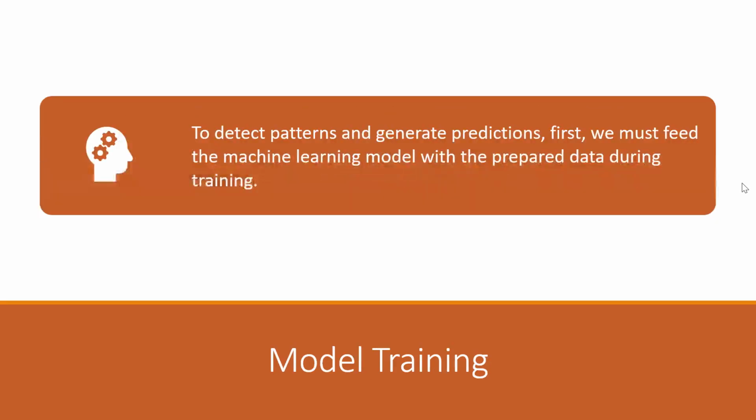Now, after this, the most essential phase of machine learning is training a machine learning model. To detect pattern and to generate prediction, first we must feed the machine learning model with the prepared data during training. As a result, the model gains knowledge from the data to complete the given task. Moreover, the model improves its prediction over time with training.